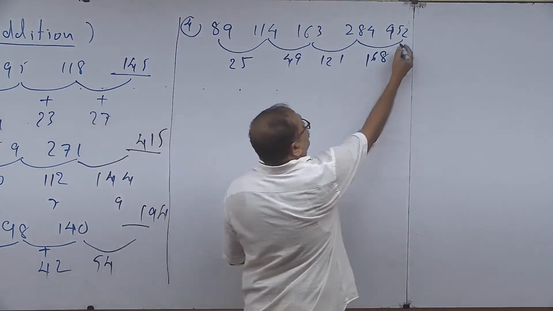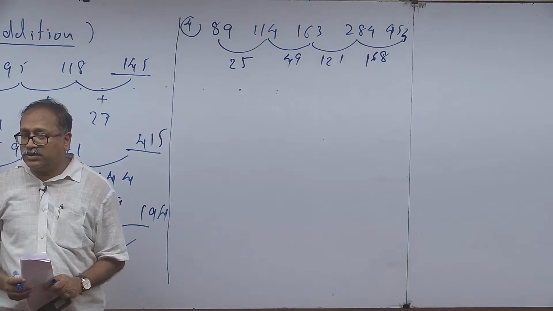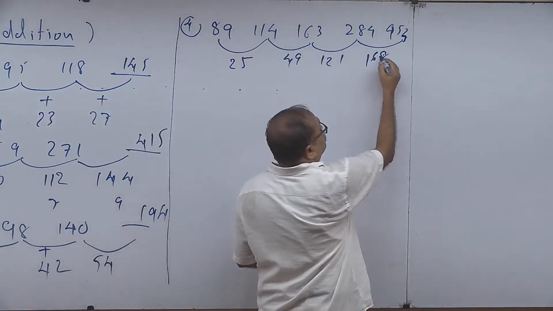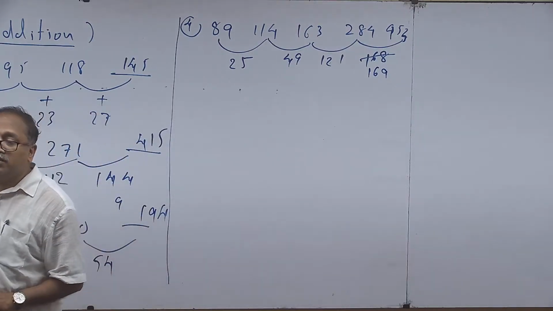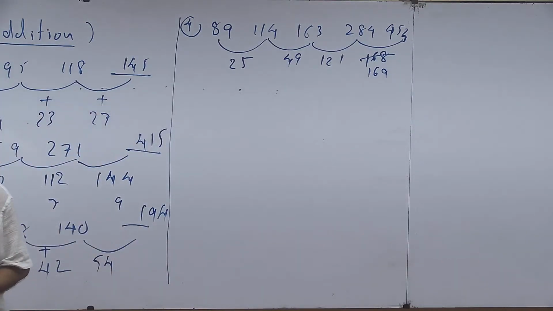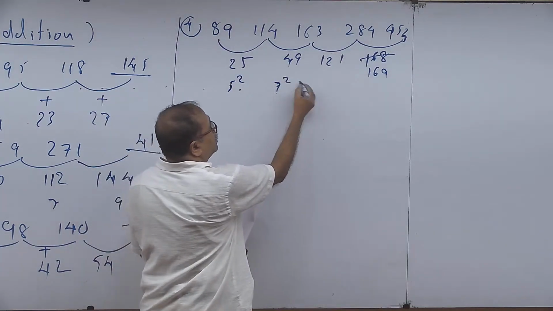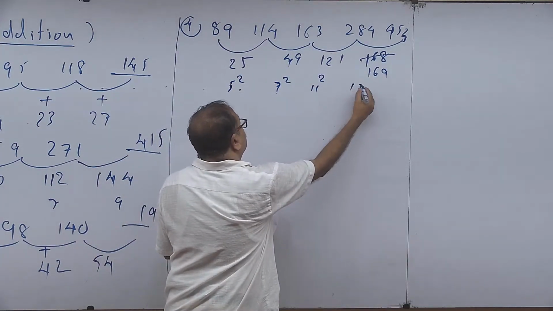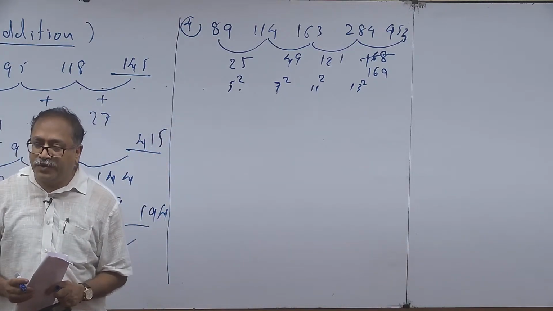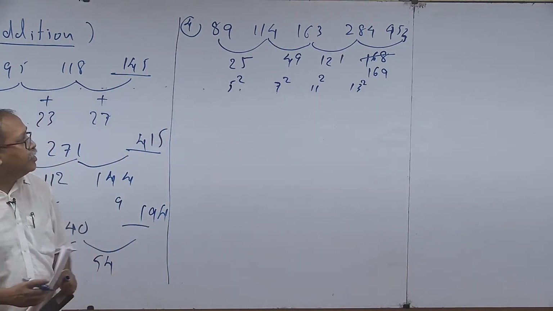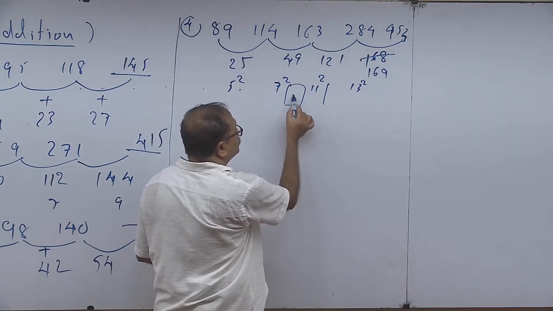453. Okay. 453. So it's 169, right? So here it is 169, and the question is very crystal clear that this is 5 square, 7 square, 11 square and 13 square. What should be the next addition? 15 square. You missed over here. Notice that 9 is not there here. Now here 9 is missing.